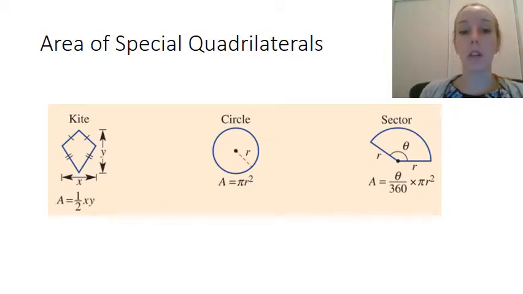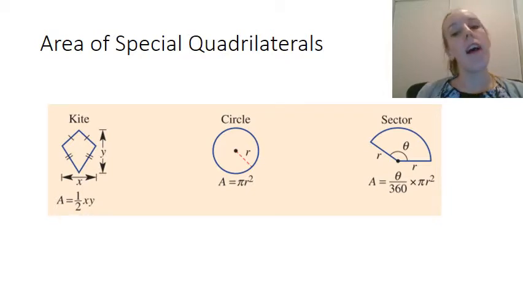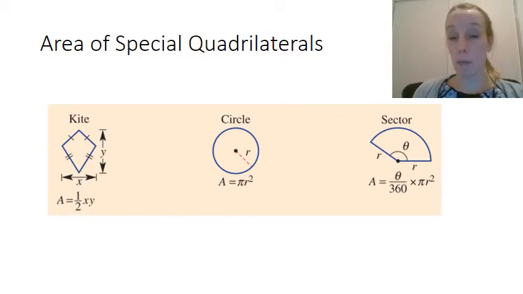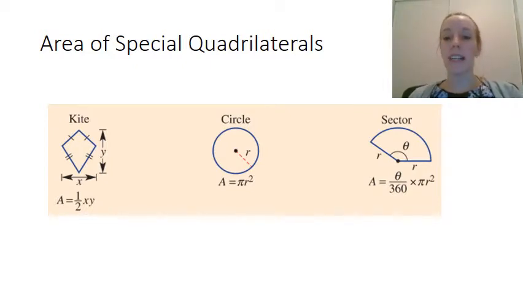In the middle we've got a circle, and the area of a circle is pi r squared. So that's pi, which remember was 3.14159, etc., which we'll use our calculator for, times the radius, which is the line from the center out to the outside of the circle, squared. And then we have a sector. So a sector is like part of a circle there.